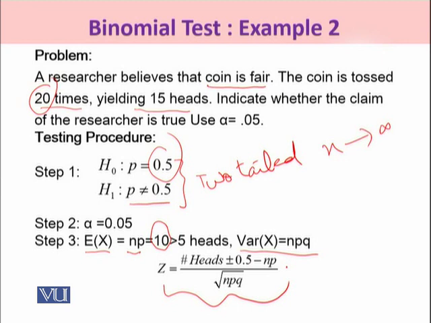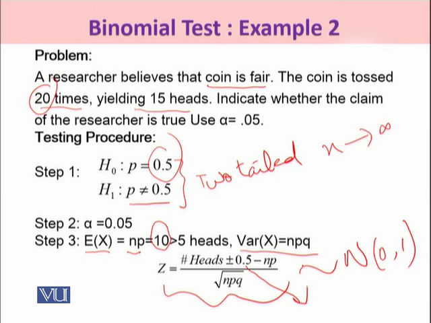Now what is z? Z follows the normal distribution with zero mean and variance 1. So students, z का formula अगर आप देखिए, it is calculated as number of heads in this particular example plus minus 0.5. Now why we have to add or subtract this 0.5 value?